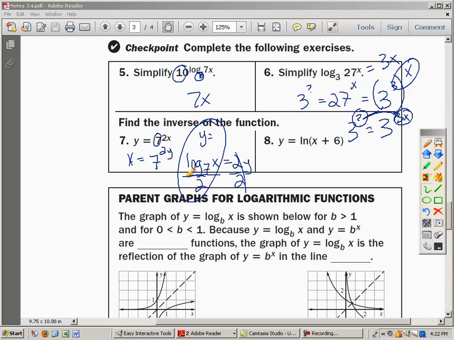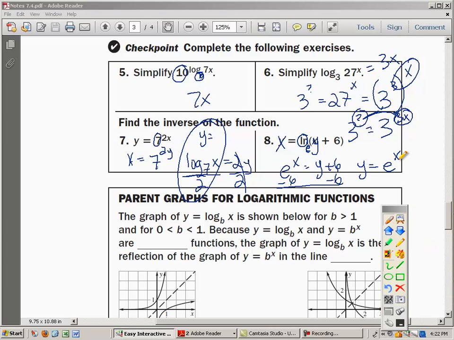All right? In our last example, again, we're going to switch around x and y. And we're going to solve this. We're going to write this in exponent notation. My base is e. Whenever we see natural log, my base is e. So it's e to the x is equal to y plus 6. Take away 6 from both sides. You get y equals e to the x power, take away 6.